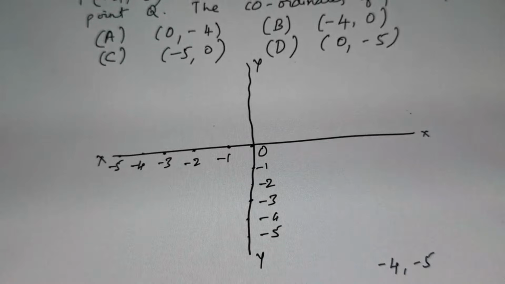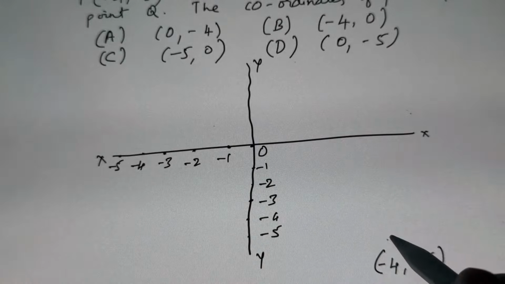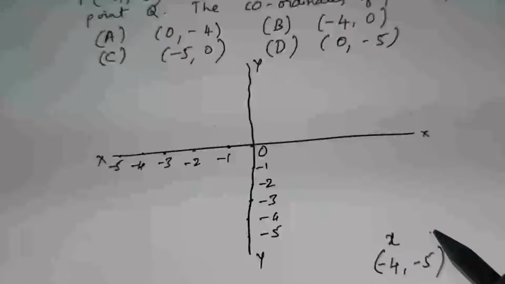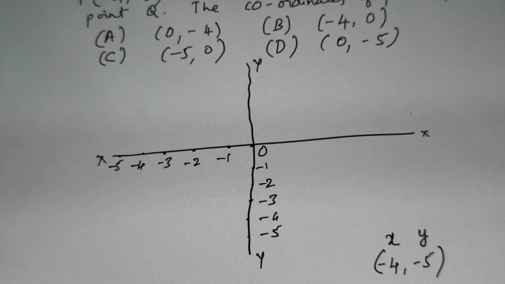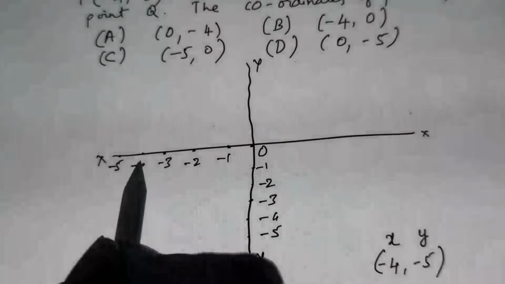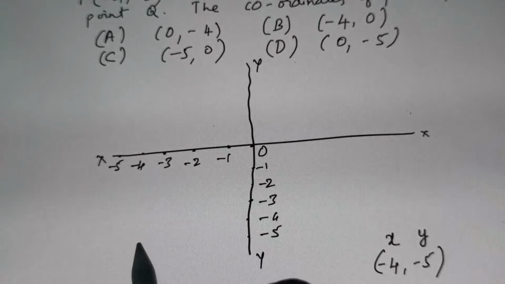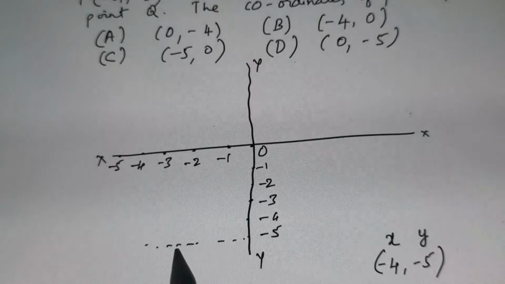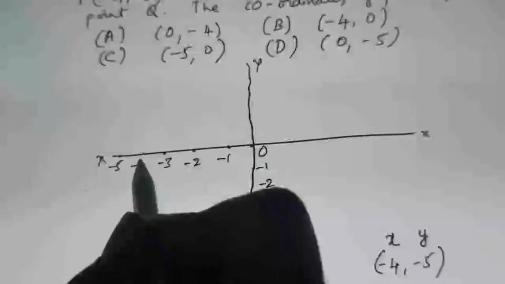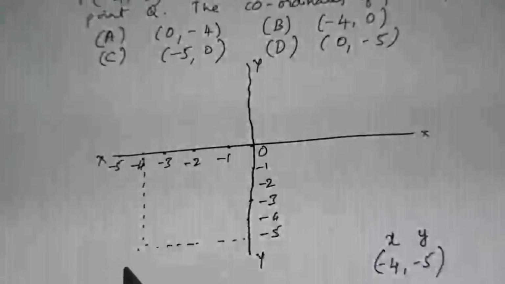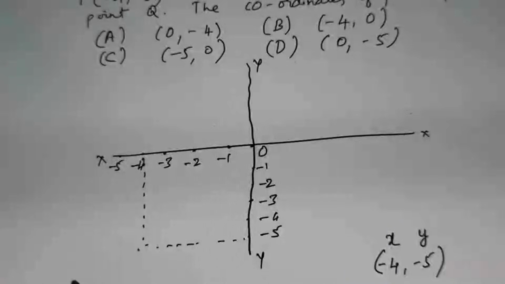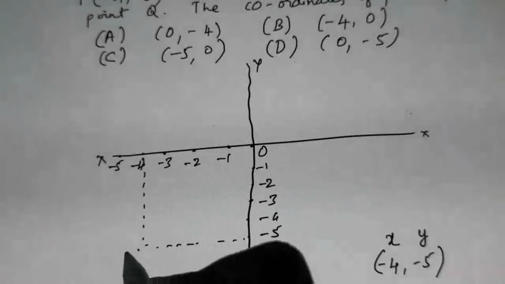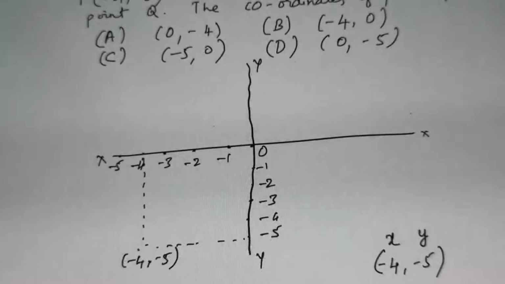They have given minus 4 comma minus 5, which means the x coordinate is minus 4 and the y coordinate is minus 5. So minus 4 and minus 5.